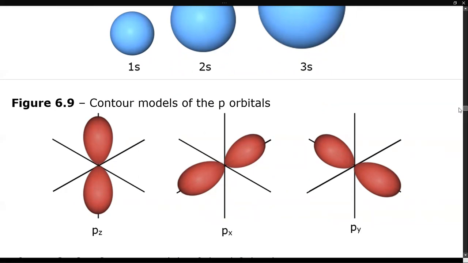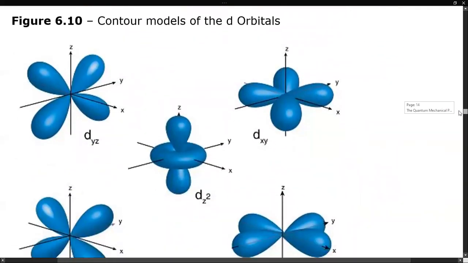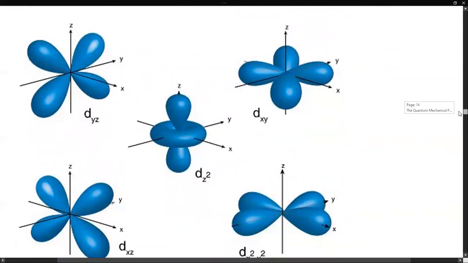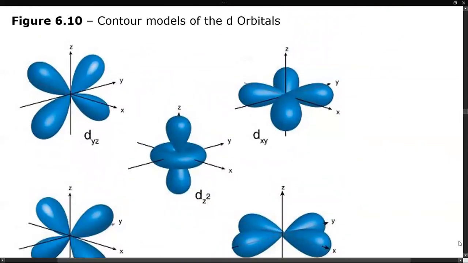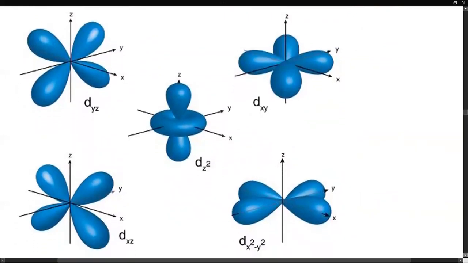Remember Heisenberg's uncertainty principle is in effect, so it's not truly 0, but they're oriented along the x, y, and z axes. So you've got a px, a py, and a pz. 3 different p orbitals per value of n. D orbitals have a little bit more complex shapes and complex names, but most of them look kind of like a 4-leaf clover, oriented differently in 3-dimensional space, where the dz squared looks like a p orbital with a donut around it.